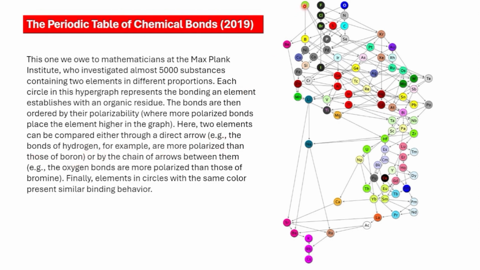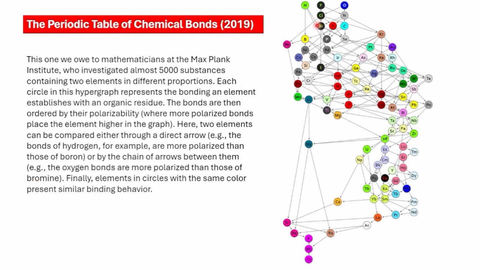So you can see these are the bonds. These are the bonding between the hydrogens, and this hydrogen is on top. That means it is more polarizable, as shown by the chain of arrows between them. For example, the oxygen bonds are more polarized than those of bromine.